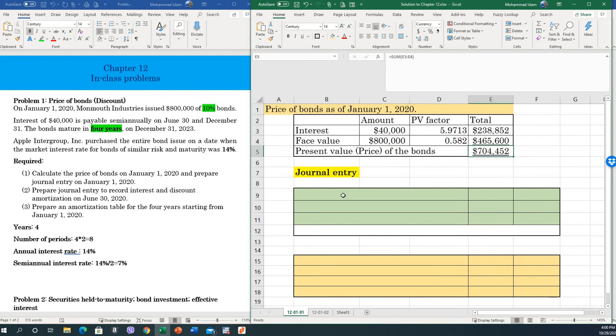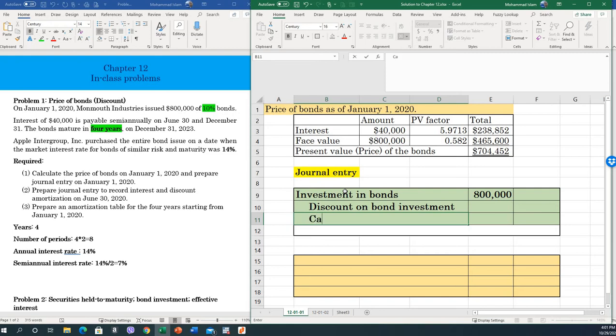Okay, so now record the investment. What we will do, we'll record the investment as investment in bond, 800,000, then discount on bond investment. We don't know yet, so we need to calculate.